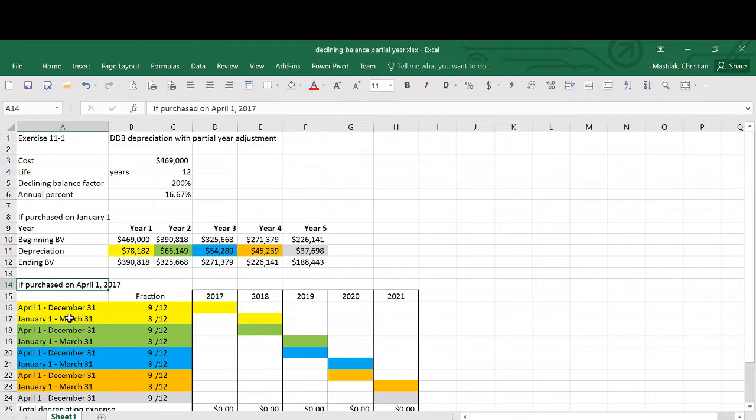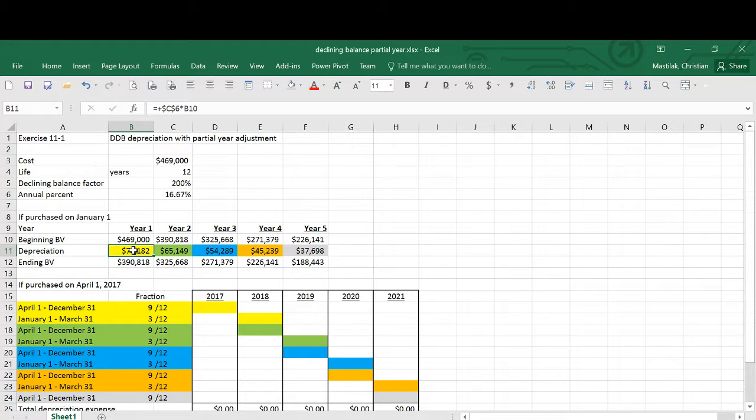So let's change the facts a little bit and say, let's say we purchased the asset on April 1st, 2017. What we need to do then is we need to record 9 months of depreciation, April 1st through December 31st in 2017. And then we need to start recording a whole year of depreciation in 2018 and a whole year in 2019. But this 78,182 is for the first 12 months. And then starting in month 13, we are going to calculate a lower amount of depreciation.